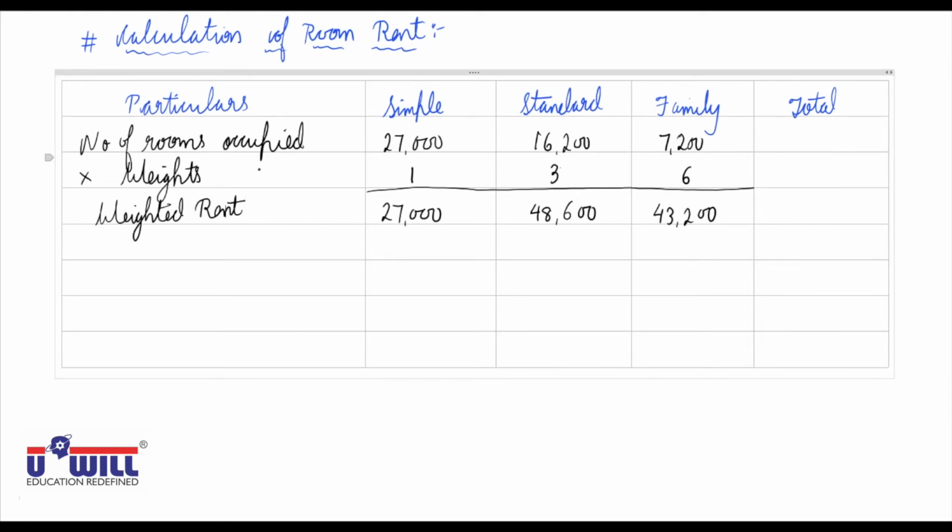Now total of this will be required. So 27,000 plus 48,600 plus 43,200. That comes to 1,18,800.